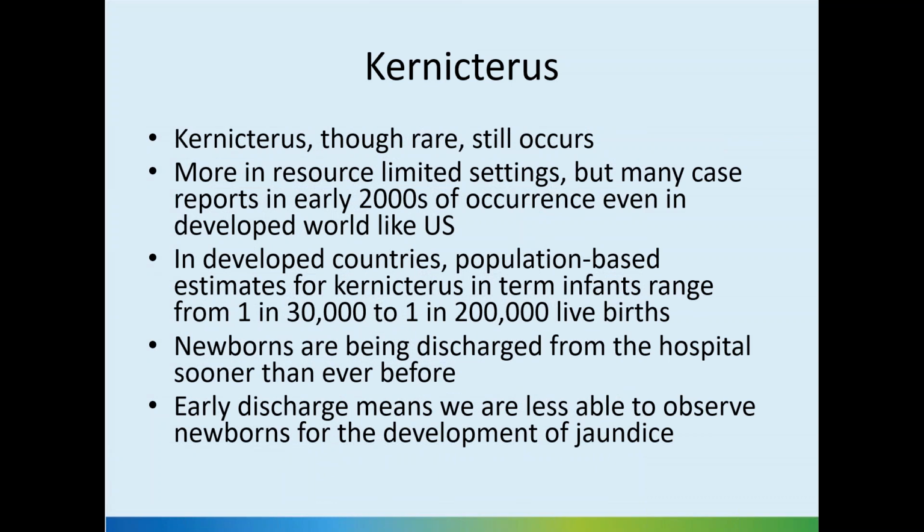It's more often seen in resource-limited settings where the parents may not be educated adequately or the follow-up system may not be adequate. In many case reports in the early 2000s, there were occurrences even in the United States, and population-based estimates for kernicterus in term babies in the developed countries range from 1 in 30,000 to 1 in 200,000 live births. Newborns are being discharged from the hospital sooner than ever before because of insurance pressures, and early discharge means we are less able to observe the newborns for the development of jaundice. So it brings in the importance of proper screening and adequate follow-up.